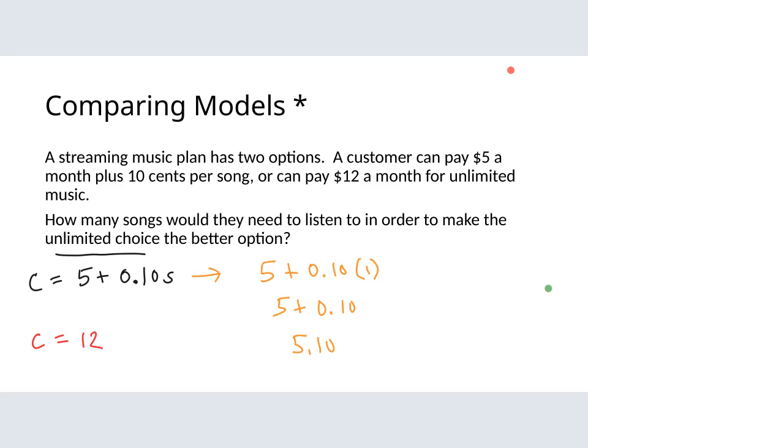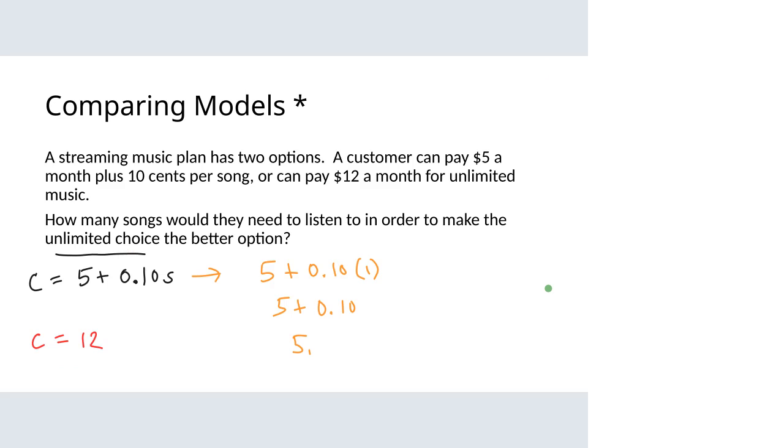We look back, pull use 4 steps, look back. So if they listen to one song, we want to know how many songs they will have to listen to make unlimited the better option. Well, if they listen to one song, they're paying $12 for unlimited. They're only paying $5.10 for the pay-as-you-go way.